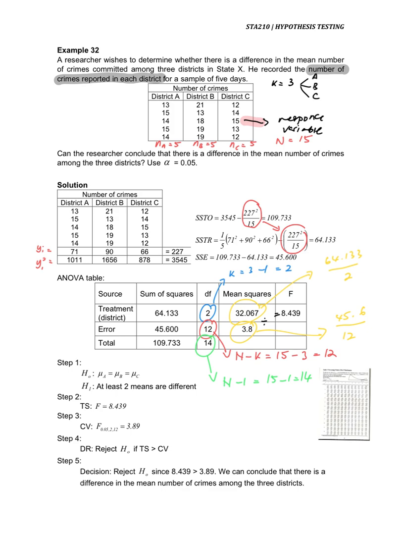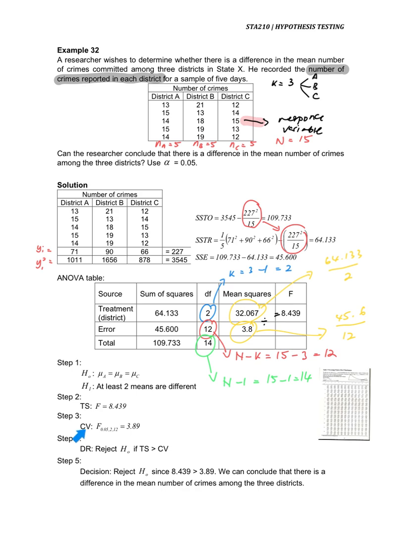Now we can answer this question. How to answer this question? It involves 5 steps. Step number 1, state the H0 and H1. Since we have 3 treatments here, our null hypothesis is mu A equals mu B equals mu C, and H1 is that at least 2 means are different. Step number 2, write the test statistic value. Our F here is 8.439, which we get from the ANOVA table that has been constructed before.